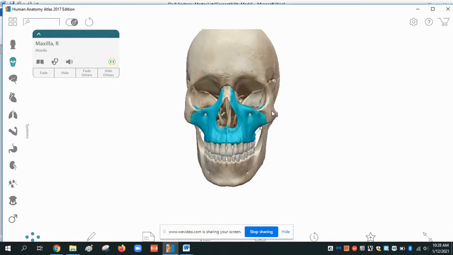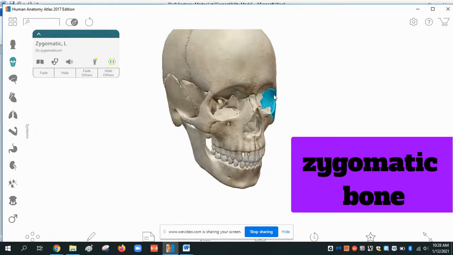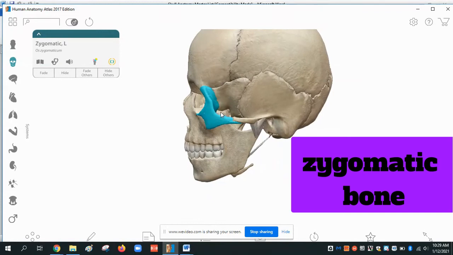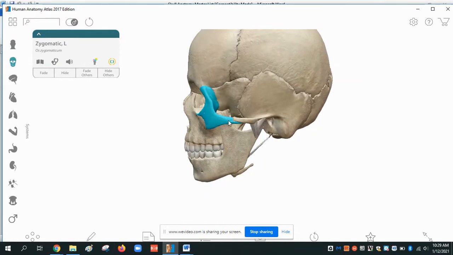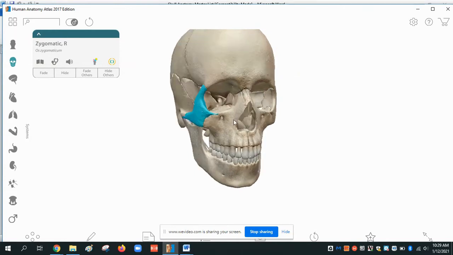You have two cheekbones. Those are called the zygomatic bones. Let me get this going here. Zygomatic forms most of the lateral aspect of the eye socket. Zygomatic, notice part of it sort of reaches back towards the temporal bone. These guys make a little bony bridge right here. We'll talk about it later. Zygomatic, two of those.